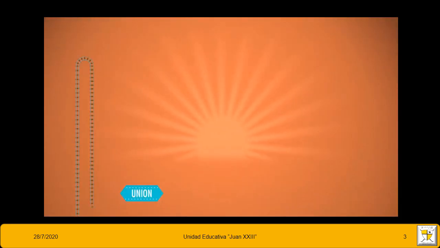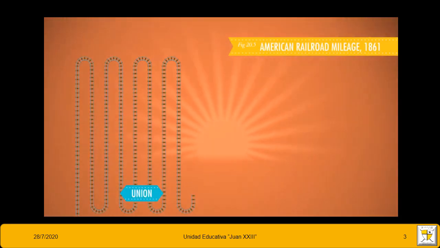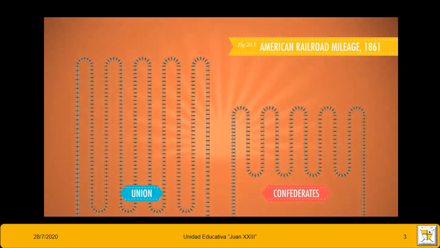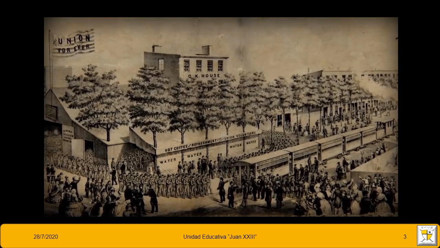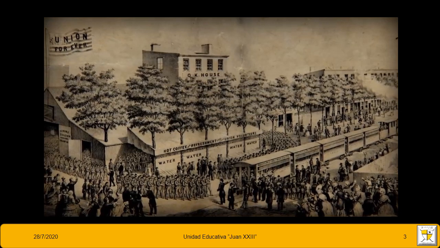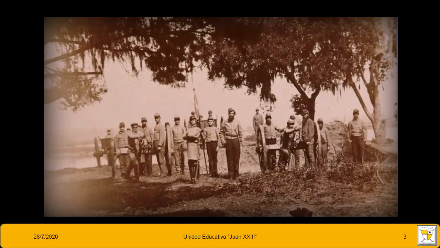Plus, at the outbreak of the war, the North had 20,000 miles of railroad compared with the South's 10,000. This made it easier for the Union to move its army, which over the course of the war enlisted more than 2 million men compared with 900,000 for the Confederacy. Even Northern agriculture was more productive, taking greater advantage of mechanization than Southern farmers did.